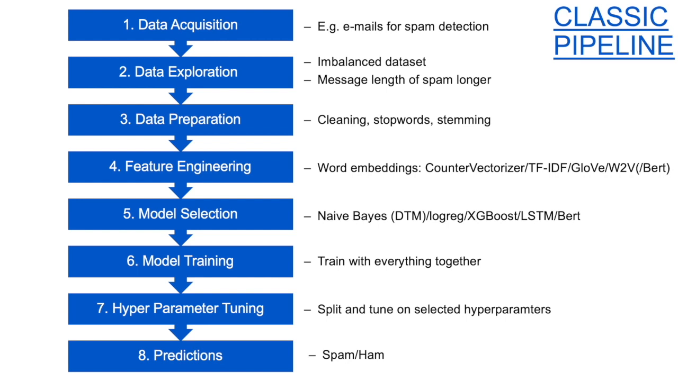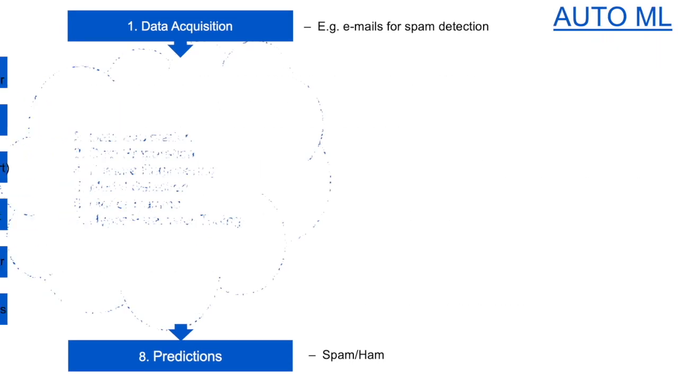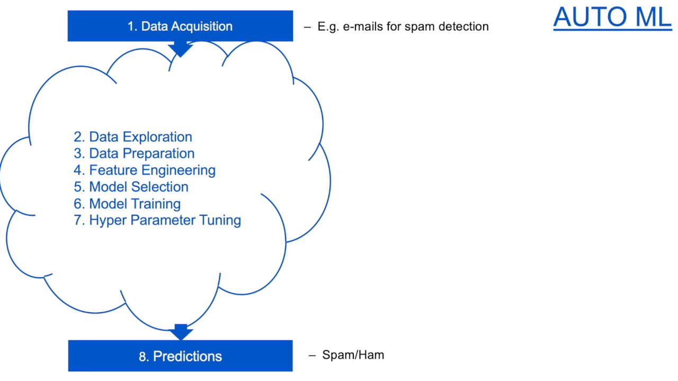But what if I told you it could be simpler? That is what AutoML does for you. You have the data, then you have a model. No feature engineering, no data exploration, and no hyperparameters to tune. Only your data, your labels, and you get the result.